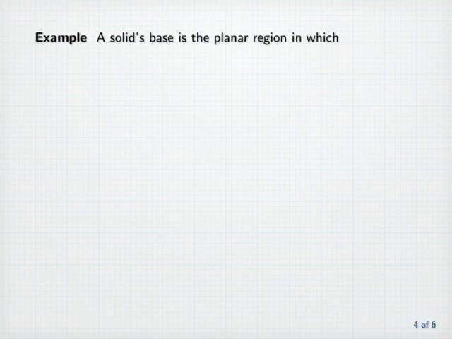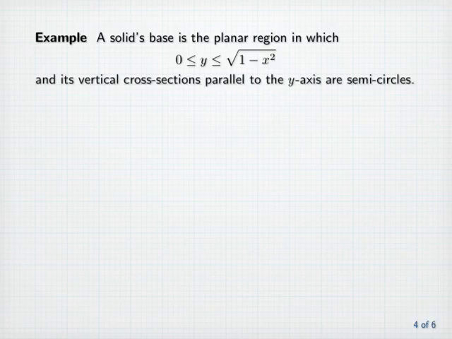Example. The solid's base is the planar region in which y is between 0 and the square root of 1 minus x squared, and its vertical cross-sections parallel to the y-axis are semicircles. Find the volume of the solid.